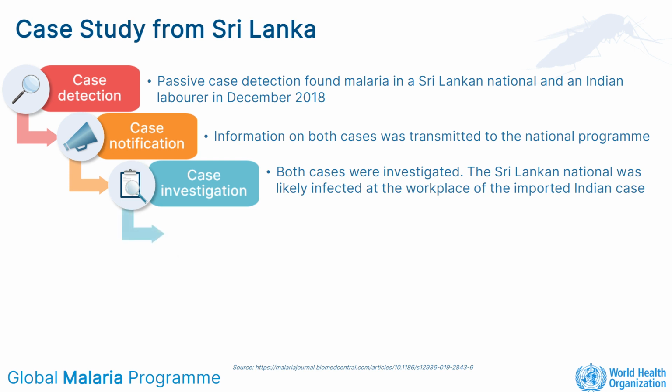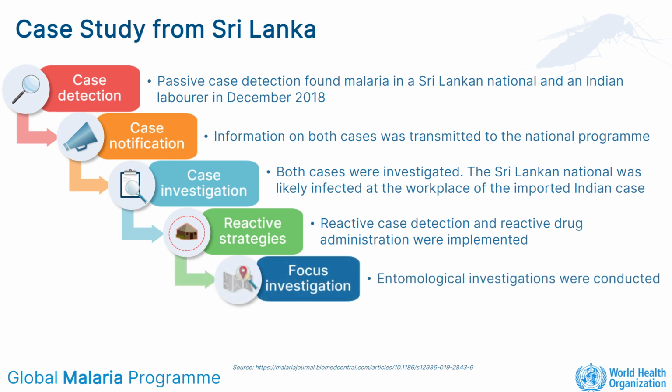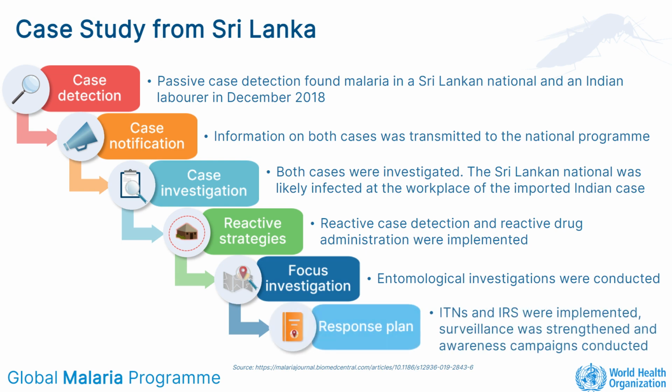The response to these cases was immediate and extensive. Reactive case detection was initiated among all those with similar exposures to the two cases, and all other Indian nationals working at the construction site were provided with radical cure for Plasmodium vivax to ensure that there was no remaining reservoir of infection. Entomological investigations were undertaken in several places. ITNs were distributed, and IRS was implemented.